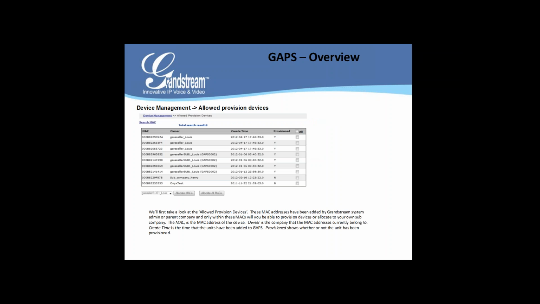This is just one of the tabs from the previous page. Basically it lists on the left-hand side the MAC address. By default, all of our MACs start with 000B82, and then are unique from that point on. And it lists what account is assigned to. For example, the first three are assigned to GS reseller Lewis. The next four are assigned to a different account, a sub account under that primary account, and so forth. Create time is when that device was added into GAPS, and whether it's provisioned or not.